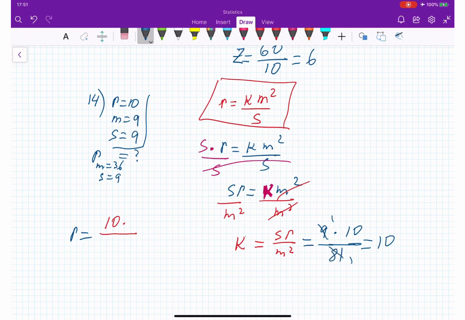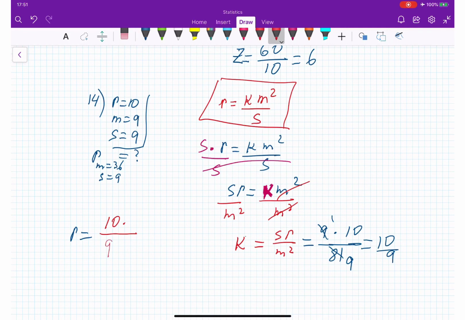So which means here will be 9 if I reduce. Okay, so it's going to be 10 over 9. So we are getting 10 over 9 here.